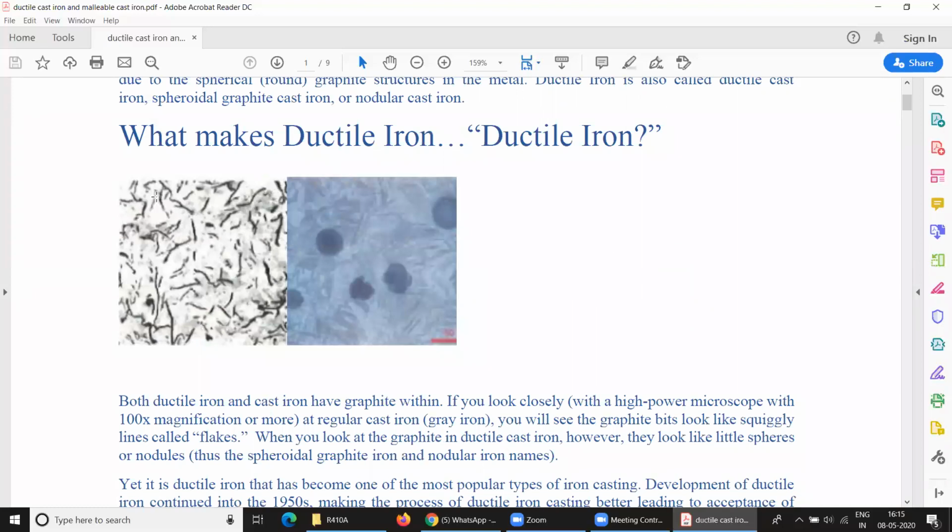So you can see this is gray cast iron. I'm again repeating myself: this is gray cast iron, and this is ductile cast iron, or spheroidal graphite cast iron. Due to the flakes present here, the gray cast iron breaks easily, and due to the nodular effects, the ductile cast iron actually remains strong.